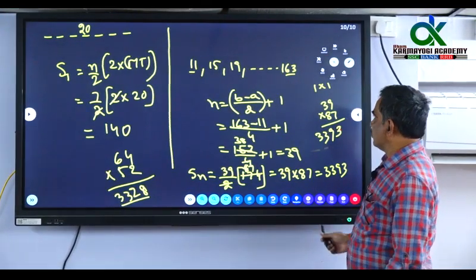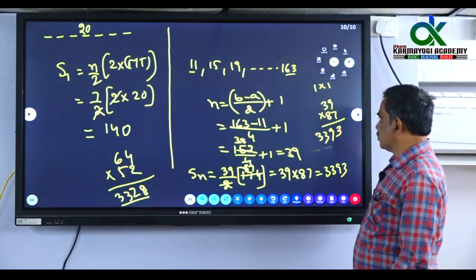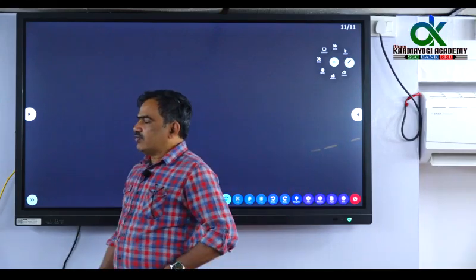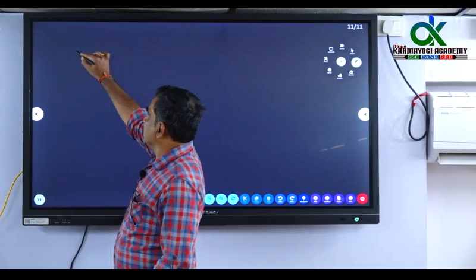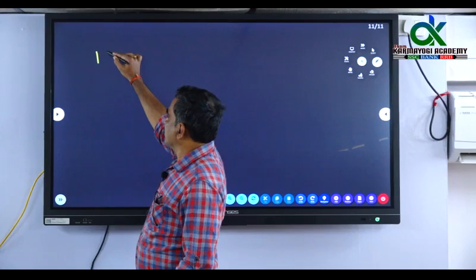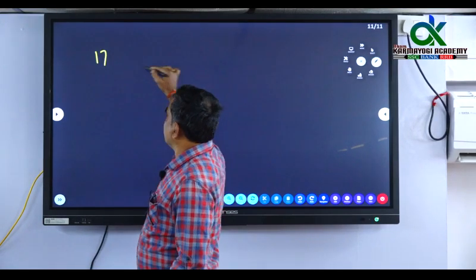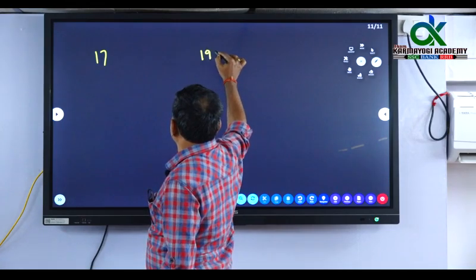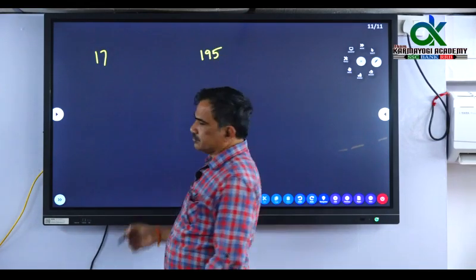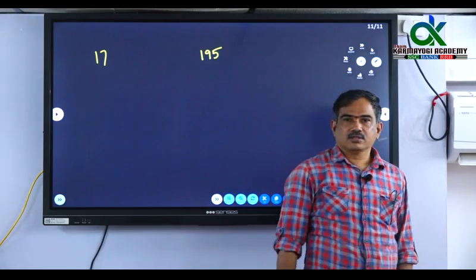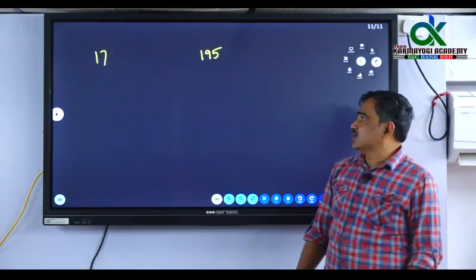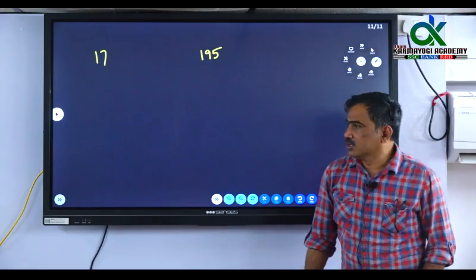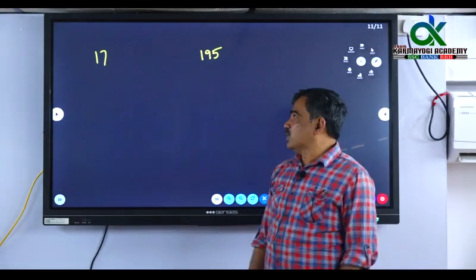Right, one more question. What is the sum of all multiples of 5 between 17 and 195? Find the sum of all multiples of 5 between 17 and 195.